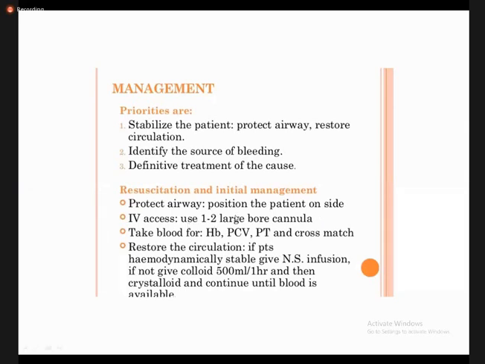And for IV access, use 1 to 2 large lines. Why 2? Because if one line stops, it is very difficult to pass another line, because the veins become collapsed and it is very difficult to get a second line in an emergency and a rush. Then we have to take blood samples for PCV and hemoglobin, and send the cross match, then restore the circulation. If the patient is hemodynamically unstable, first we have to resuscitate the patient with IV fluids, specifically colloids, at the rate of 500 ml per hour initially, and then according to his vitals.